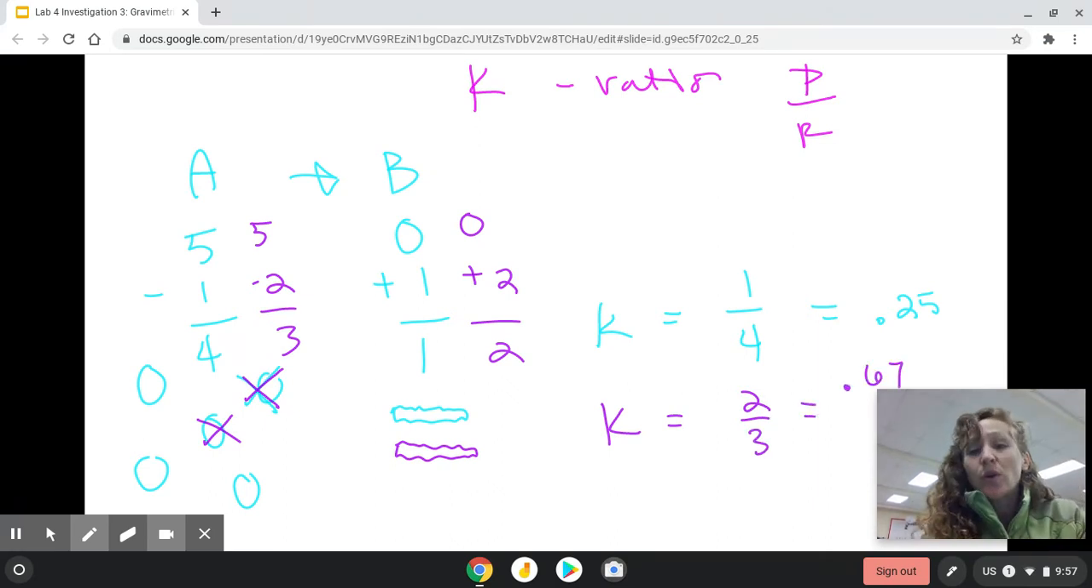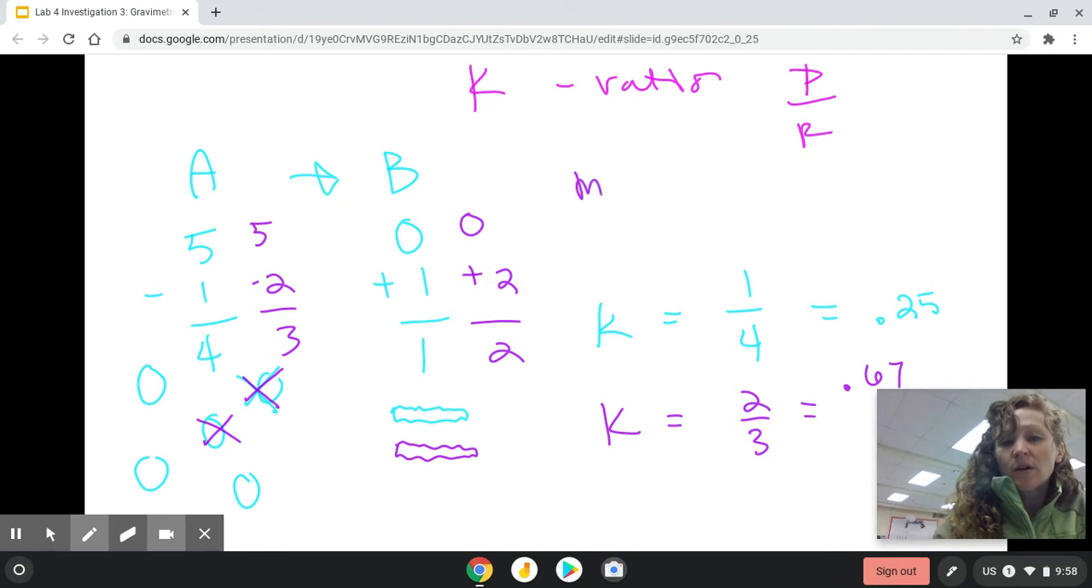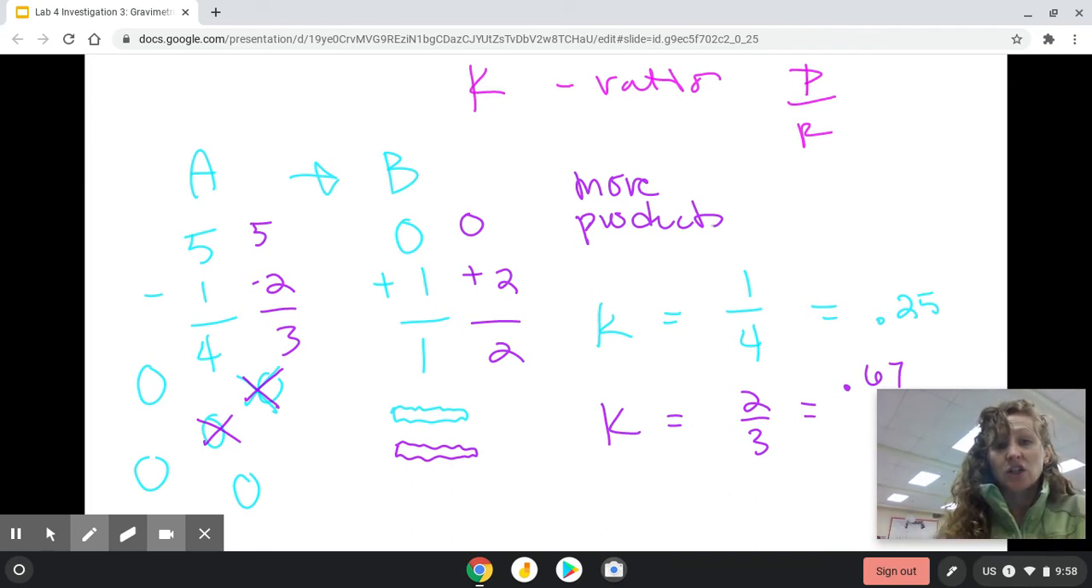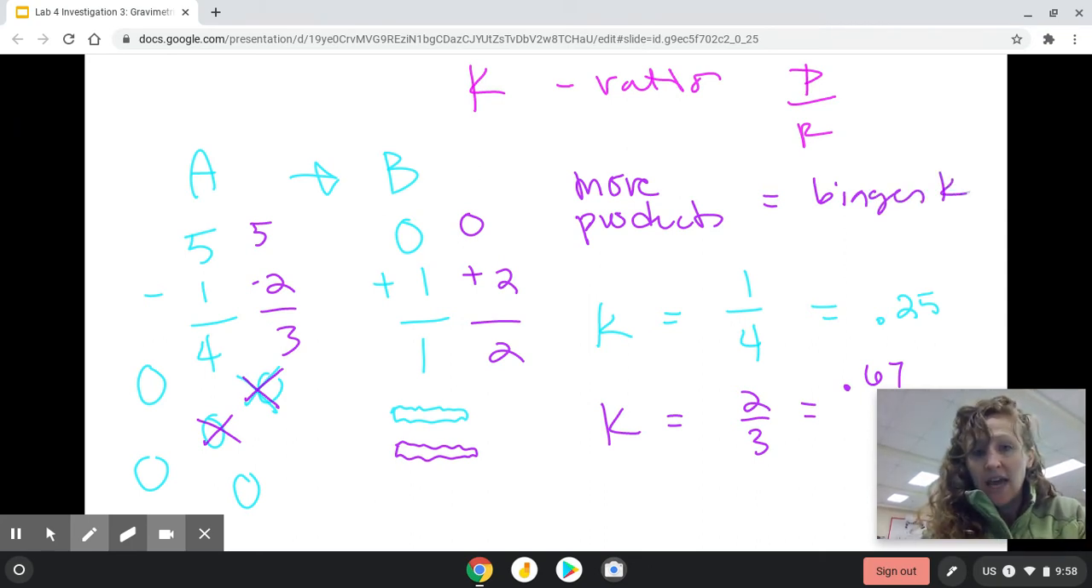so 0.67. Notice when we have more product and we lose more reactants, our numerator goes up, our denominator goes down, and our K gets bigger. So the more products we make, or the further our reaction goes to completion, the bigger the K is going to be.